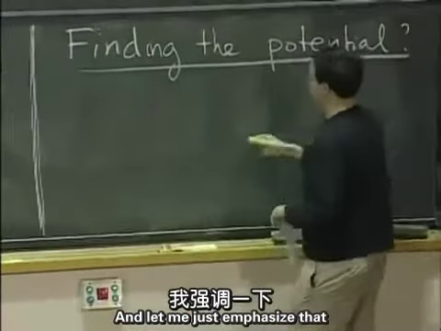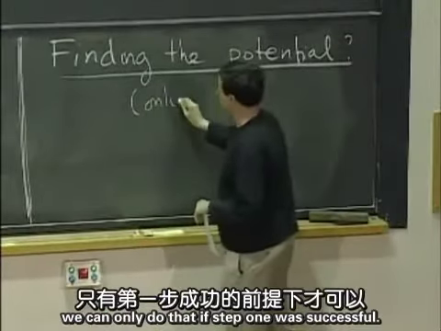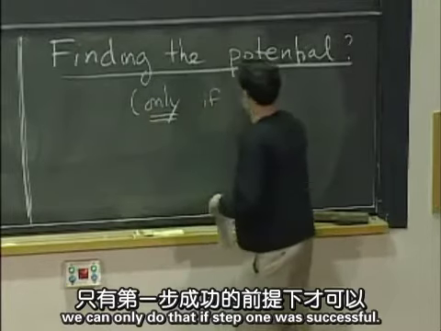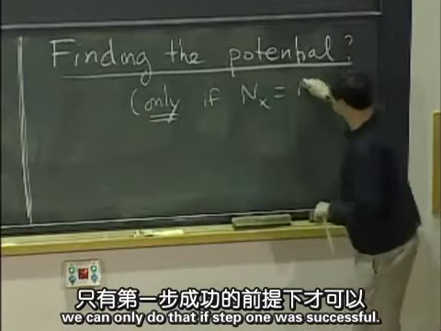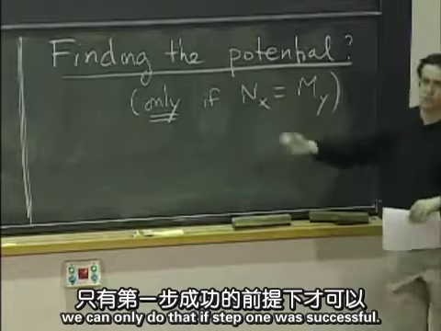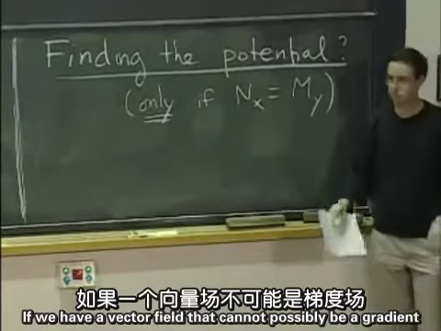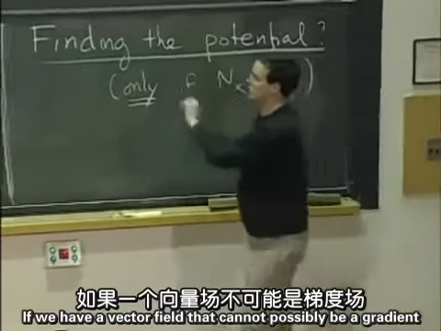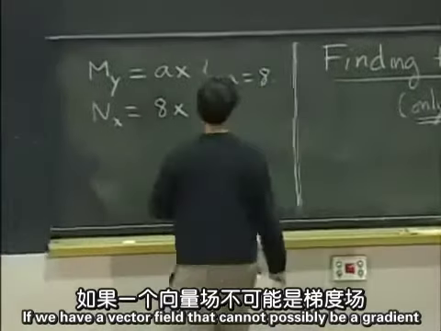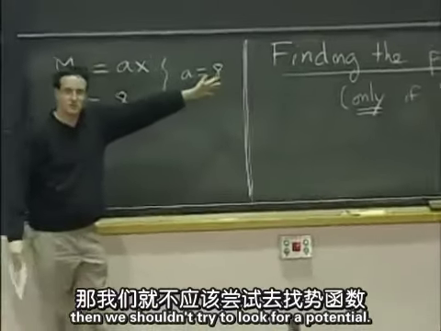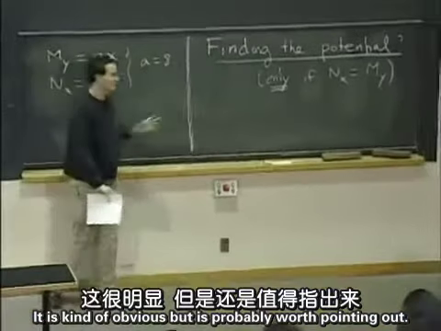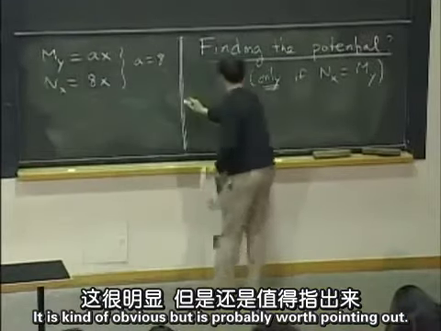And let me just emphasize, we can only do that if step 1 was successful. If we have a vector field that cannot possibly be a gradient, then we shouldn't try to look for a potential. It's kind of obvious, but it's probably worth pointing out.